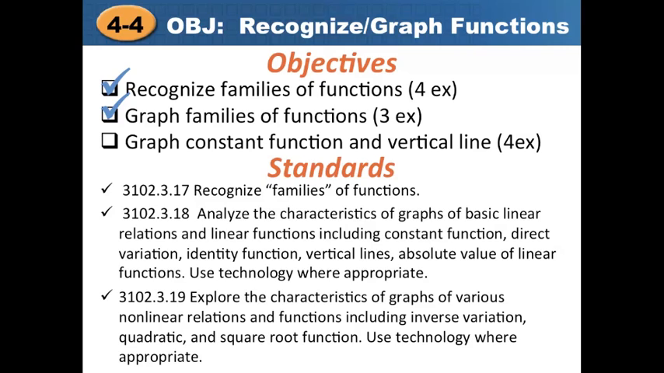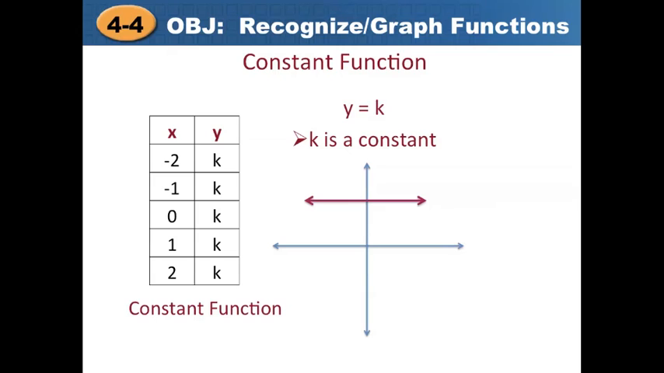We will now look at graphing constant functions and vertical lines. Flip back to the front of your handout sheet. Find the area that says constant function. The parent function of this graph is y equals k, where k is a constant. Be sure to write that in on the blank. k is a constant.